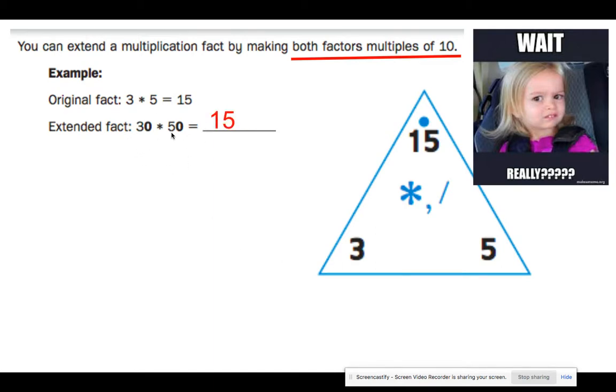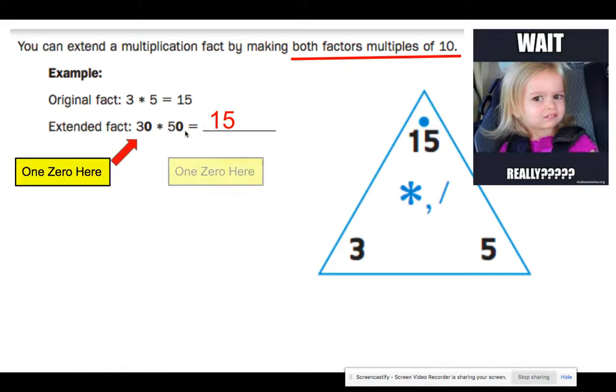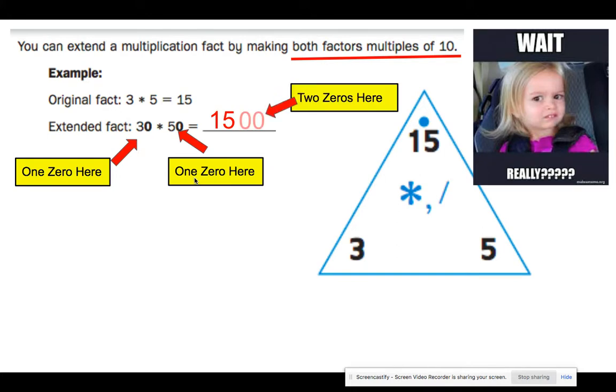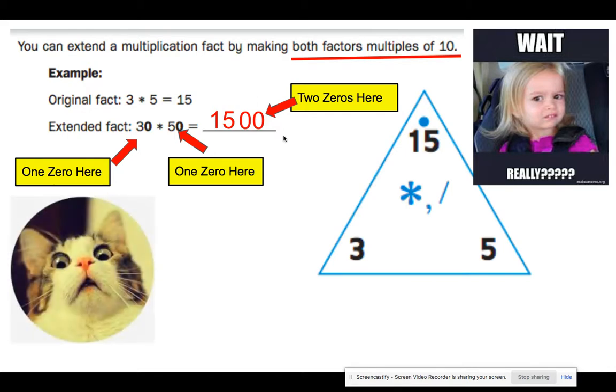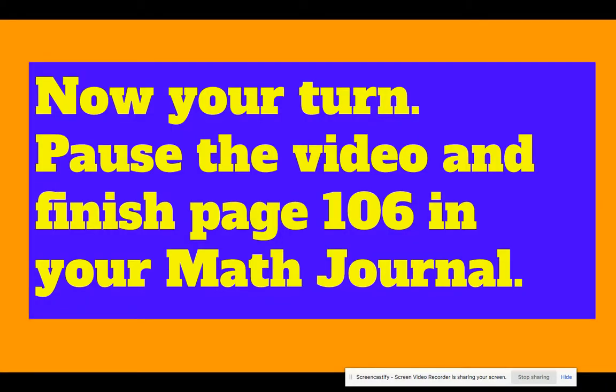Take a look here. We have our original fact. 3 times 5 is 15, right? So we have 1 0 here. We have 1 0 here. So 1 0 and 1 0 is going to make 2 zeros over here. Same idea, my friends. You just got to count your zeros on the problem side, and then you're going to add the same amount of zeros to your answer. Whoa, mind blown. Yes, it's true. All right, so now pause the video again and do the rest of page 106 in your math journal, and then we'll go over it together.